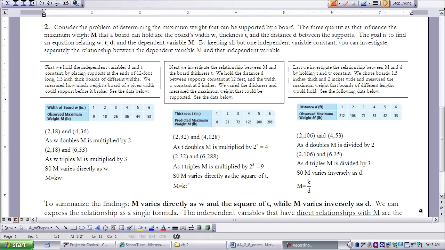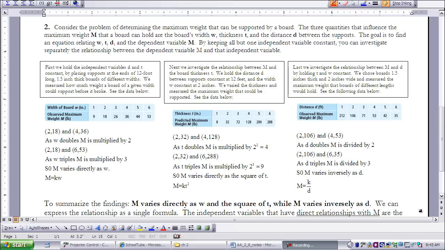Example 2 is going to look like it is very intense, but I'm going to start by reading the problem, and then I'm going to talk you through the process and show you that it's really not as intense as it appears. Alright, the problem. Consider the problem of determining the maximum weight that can be supported by a board. So that's what we're looking at. What's the maximum amount of weight that a board can hold?